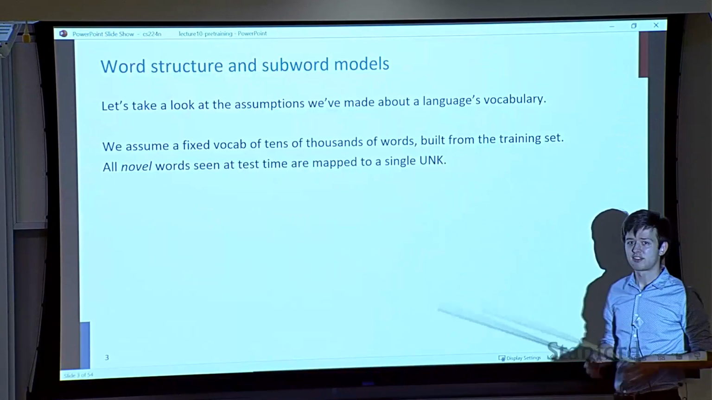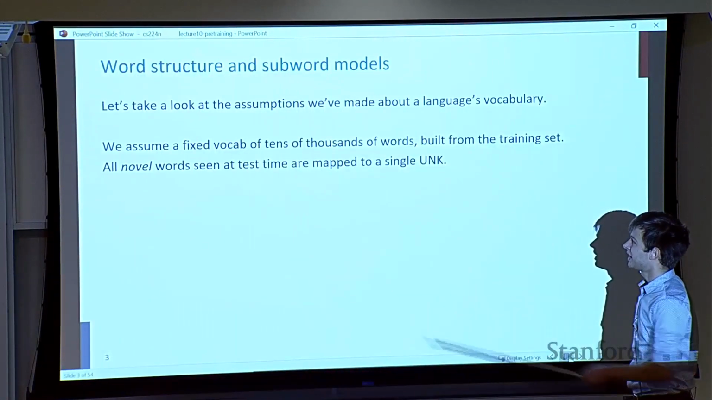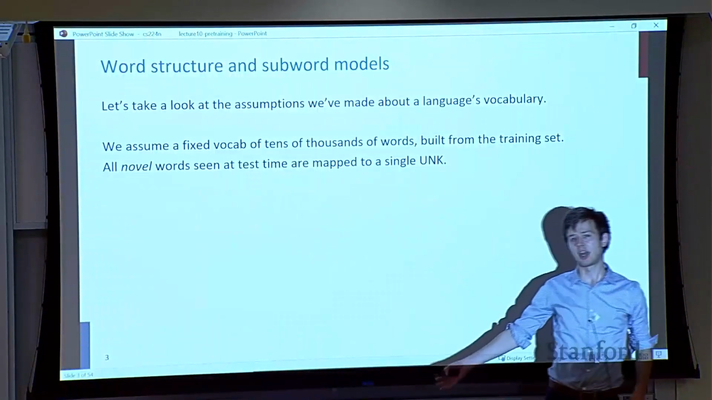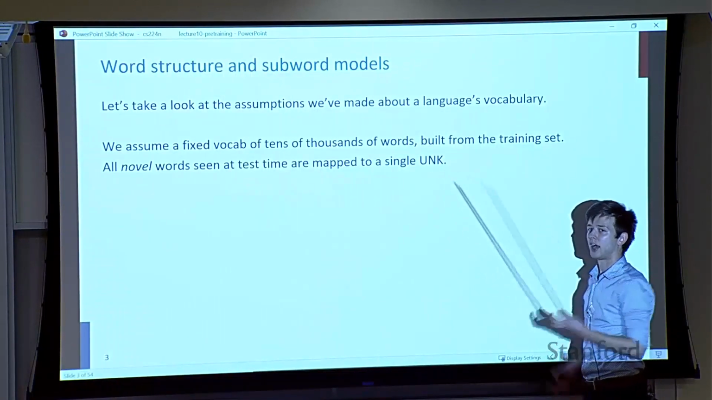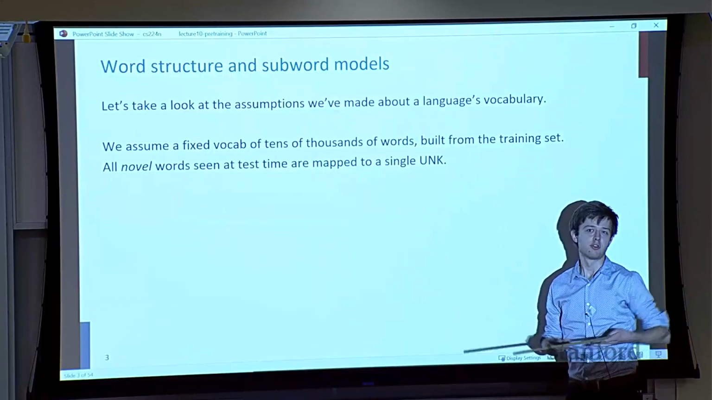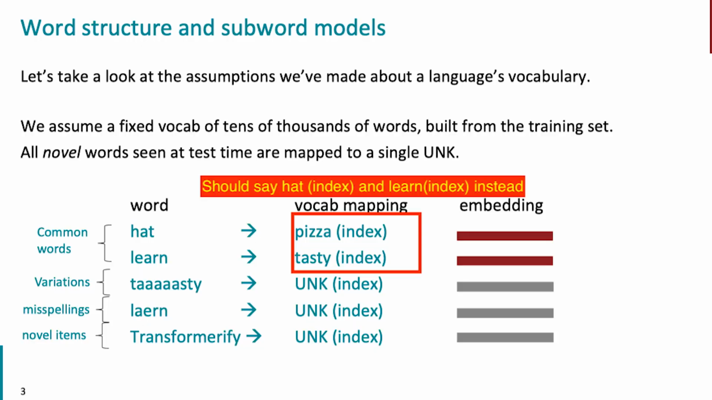And we build this vocabulary from the set that we train, say, word2vec on. And then here's a crucial thing. Any novel word, any word that you did not see at training time, is mapped to a single UNK token. There are other ways to handle this, but you have to do something. And a frequent method is to map them all to UNK.